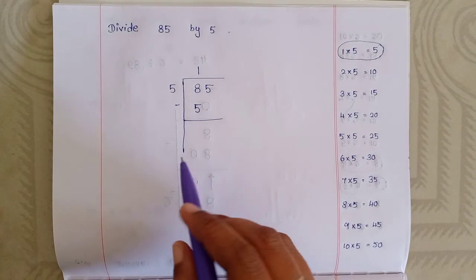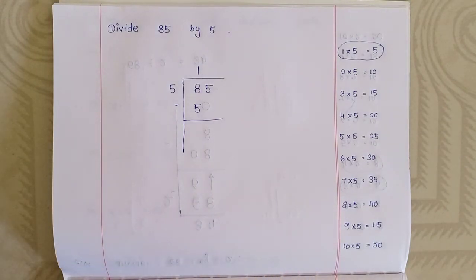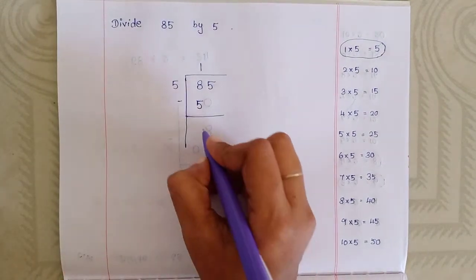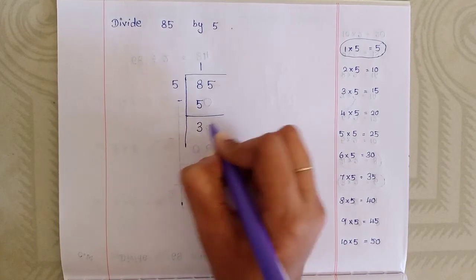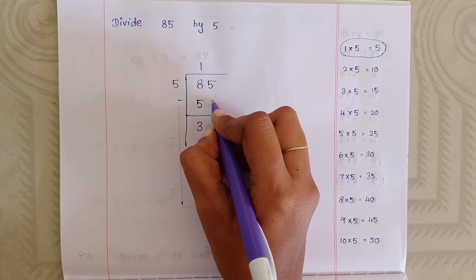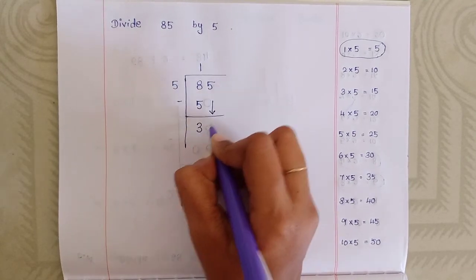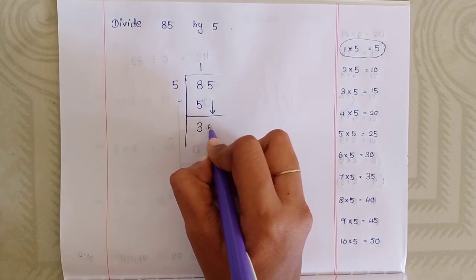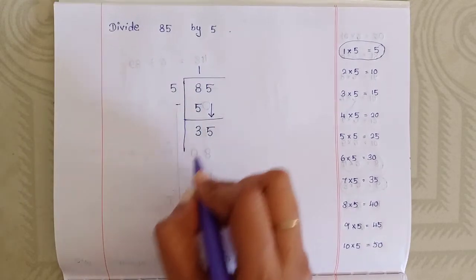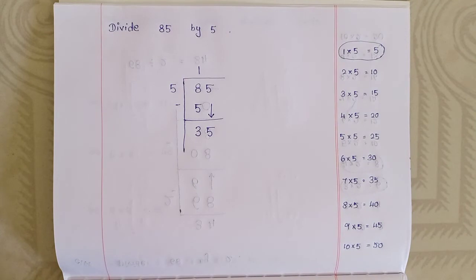Okay? Now you subtract 8 minus 5. 8 minus 5, 3. Okay. Then bring down 5 once and divide it by 5.